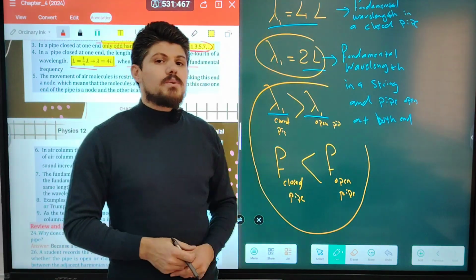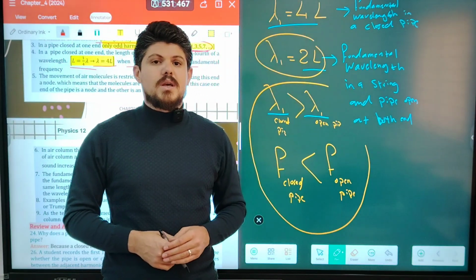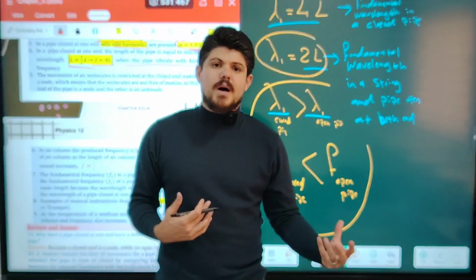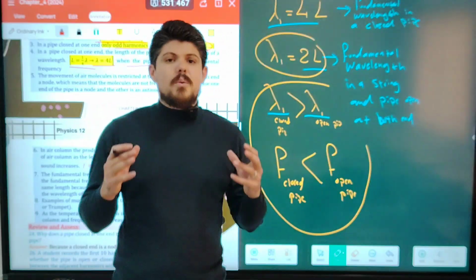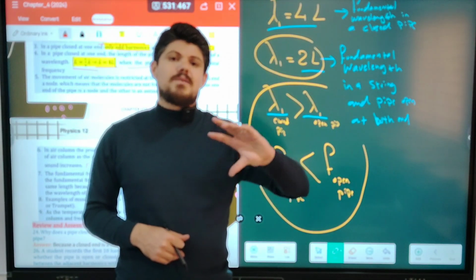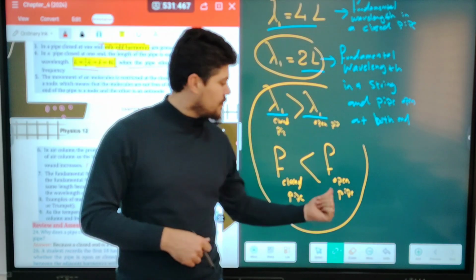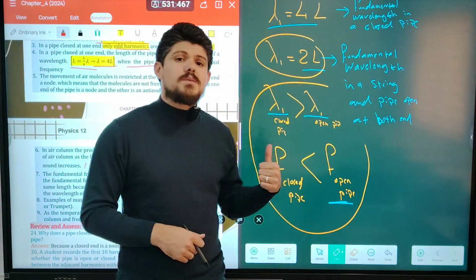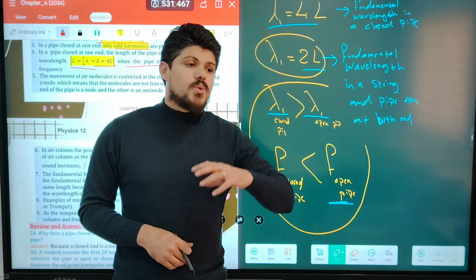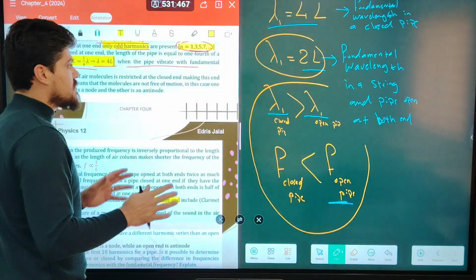But for frequency, because frequency is inversely related to wavelength at constant speed, which one has more fundamental frequency, open pipe or closed pipe? Absolutely, the open pipe has more frequency. Its frequency is bigger by a factor of 2, or twice as much as the frequency of the closed pipe. So this is very important, guys.